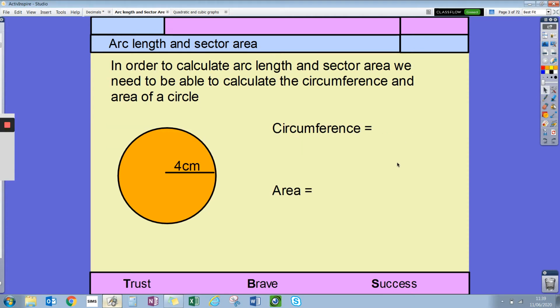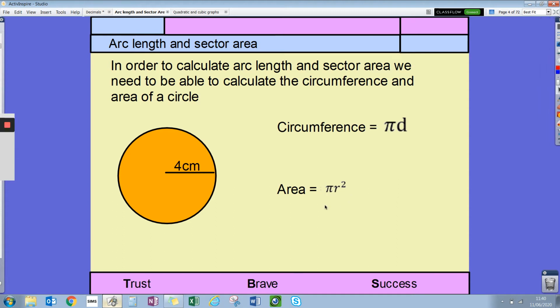Okay, so in order to calculate arc length and sector area, we need to be able to calculate the area of a circle. So the circumference is pi times diameter, and the area is pi times radius squared. The diameter is from one edge through the centre to the other edge, and the radius is from the centre to the edge. So here we've already got a radius. For this example, the diameter is all the way across, so it would double the radius, so it would be 8. So the circumference is pi times 8, area is pi times 4 squared.